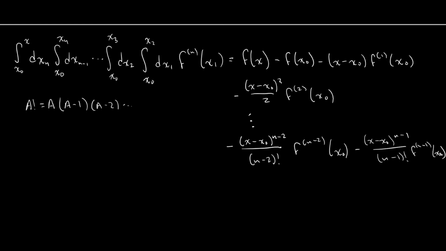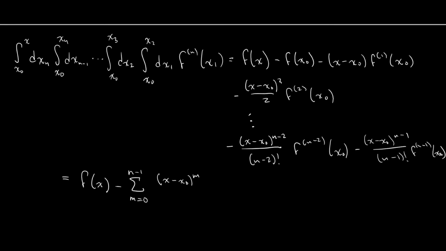Which I can write all of this right-hand side as just a sum. So this right-hand side here I can condense very nicely. Oops, not an equals sign. Minus the sum from m equals 0 to n minus 1 of (x minus x naught) to the m divided by m factorial, f^(m) evaluated at x naught.